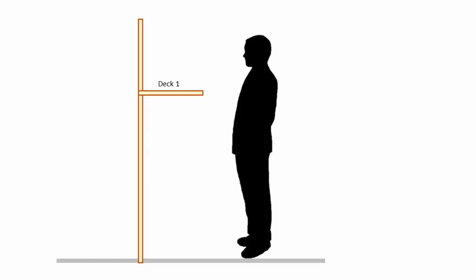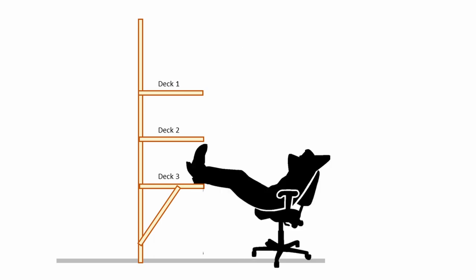For me, I want deck one to be at chest height, and then deck two at waist height, and then deck three at, let's say, knee height. That's how I like it, so that on deck three, when you're sitting on a chair, you can still comfortably access the staging. But to appreciate scenery and the trains, you need to have them at higher heights.